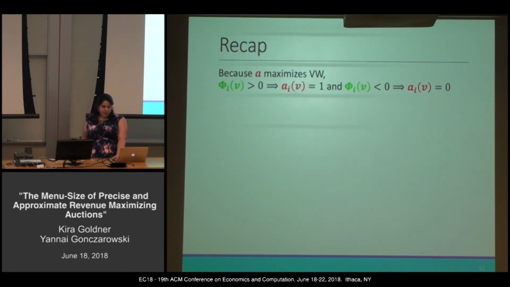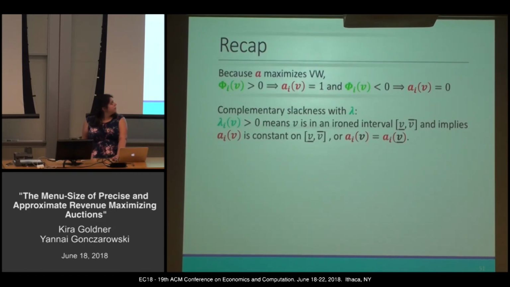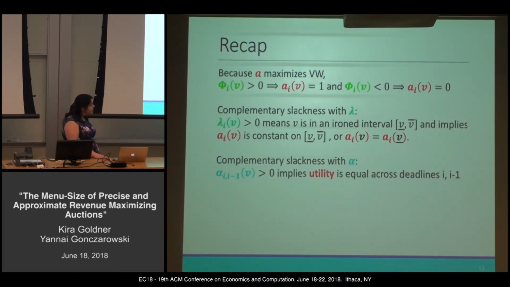So let's recap what we just said. Because the allocation rule maximizes this quantity in the dual, if the virtual values are positive, it better be 1. If the virtual values are 0 or negative, it better be 0. The second thing we said is with lambda: if we're in an iron interval, because lambda is positive, the allocation rule better be constant in that interval, which means the allocation within that interval is equal to the allocation at the bottom of that interval. And what about complementary slackness with alpha? If alpha is positive, going between the two deadlines, it means that utility is equal across the deadlines, or the area under the allocation rule needs to be equal.